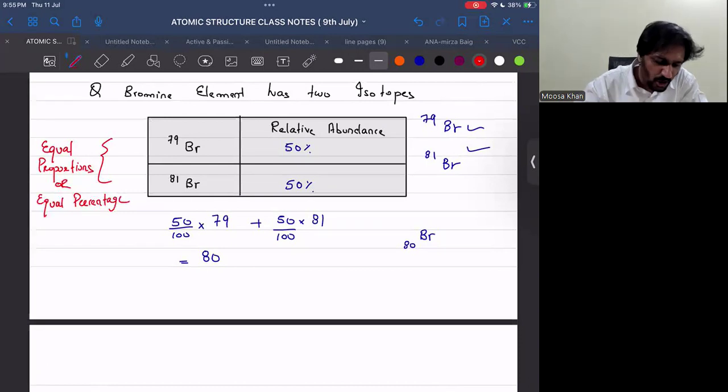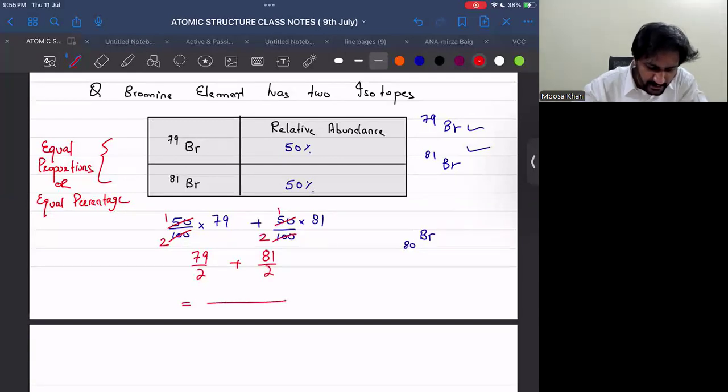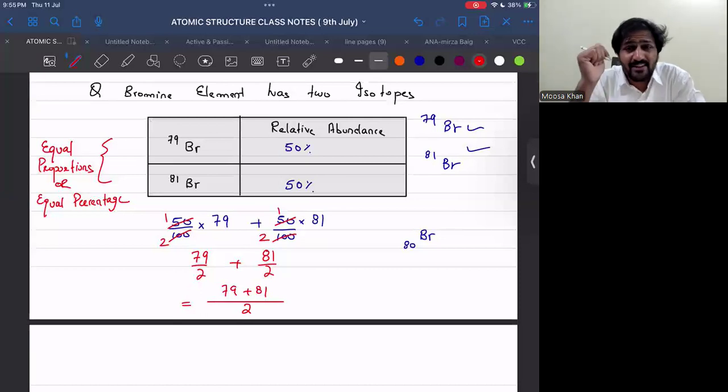Look, if we solve it, 50 ones are 50 and 50 twos are 100. You'll get 79 over 2, and again 50 ones are 50, 50 twos are 100, 81 over 2. If you take the LCM between 2 and 2, that would be 2. But this will only happen if both isotopes have 50-50% percentages. But some elements have more than 2 isotopes, so their percentages will be different.